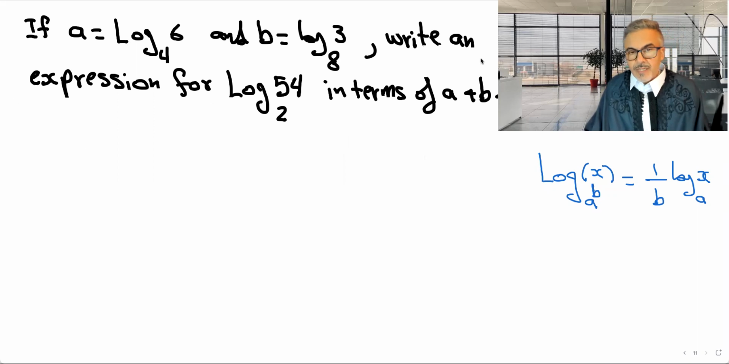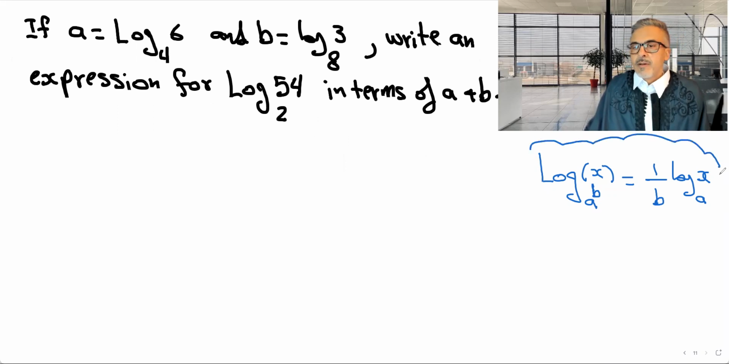We're going to try to do this question. It looks hard. Different bases here, 4 and 8. And then the question itself has a different base, which is 2. What do we do? Remember this rule right here. What does this rule say?